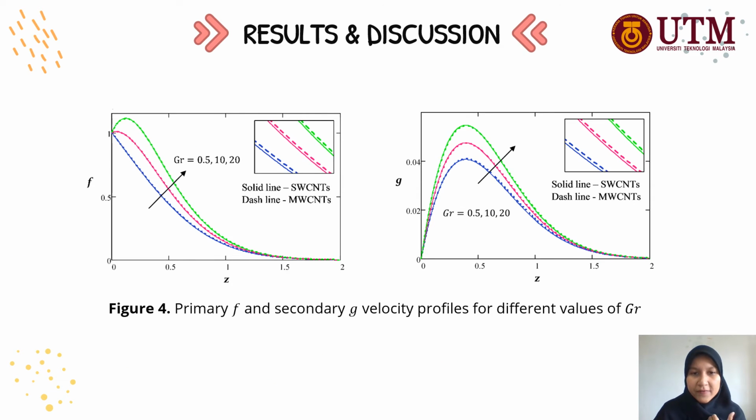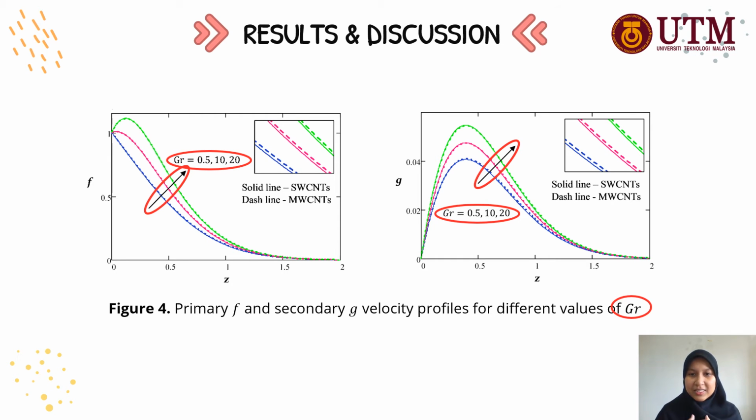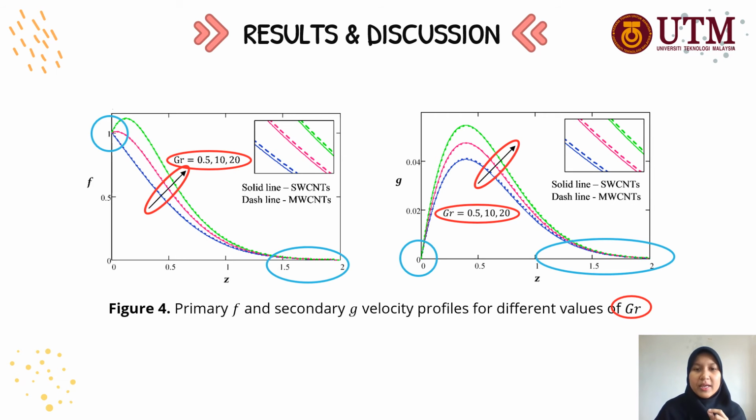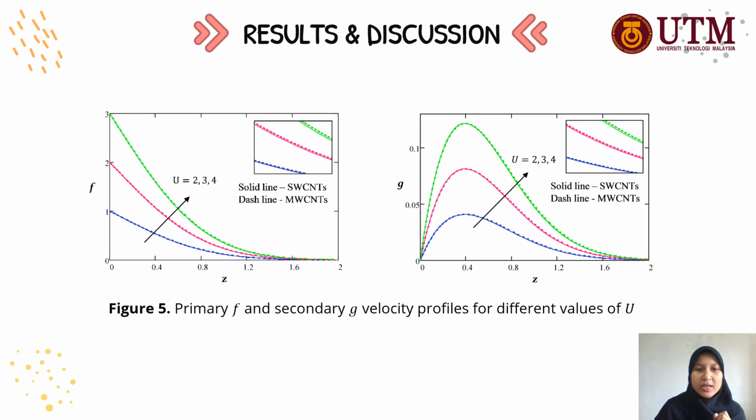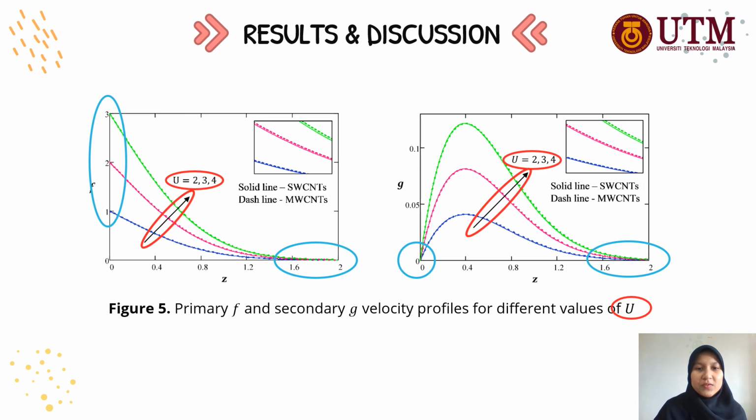Then the impact of the Grashof number on the velocity. An increase of the Grashof number also increases the velocity. Why? Because the Grashof number is defined as the ratio of the buoyancy force to the viscous force. So when Gr is increased, this means that the buoyancy force in this fluid will be increased and the viscous force decreased. With this greater buoyancy force, the flow will be enhanced, which means that the velocity will be increased. This graph also satisfies the boundary conditions. And as U increases, the velocity also increases, satisfying the boundary conditions.